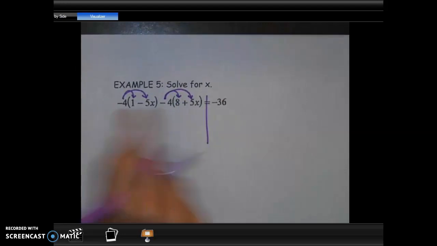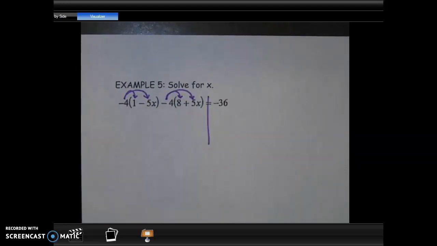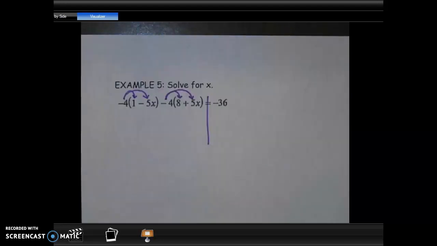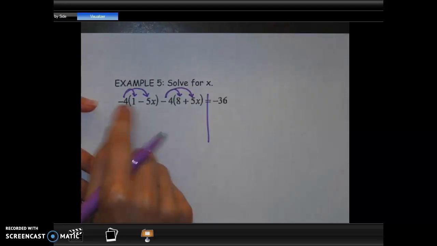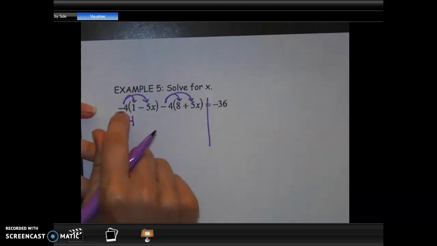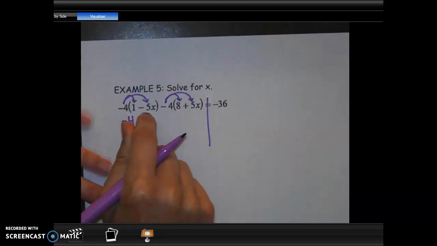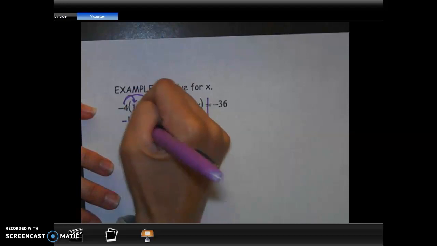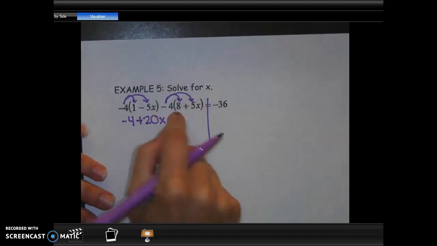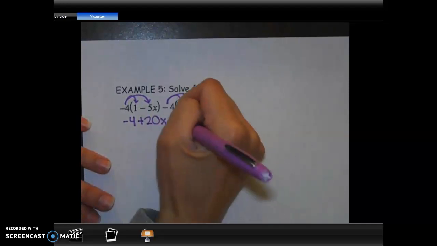Now, they're not always going to be the same. They could be different. See, in the other example they were different. One's a 3 you distribute, one's a 5. But it's the same concept. So let's go ahead and do our multiplication here. So we have -4 times 1. That leaves us with -4. We have -4 times -5x. Negative times a negative makes a positive. So plus 20x. -4 times 8 is -32.